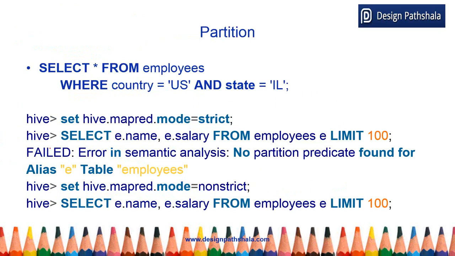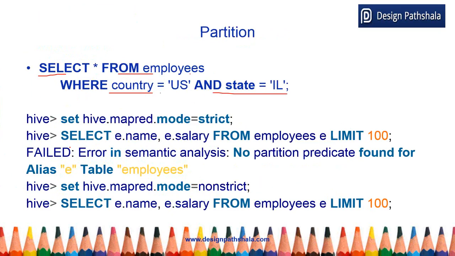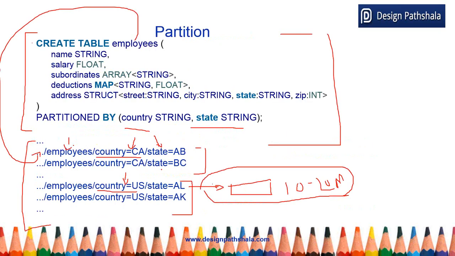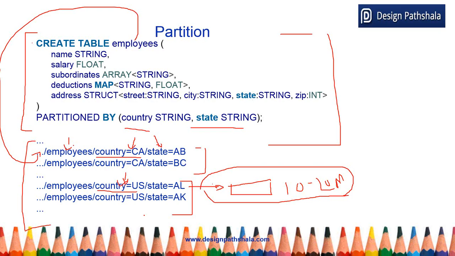So what I'm saying over here is select star from employees where country is equals to US, state is equals to IL. So this will explicitly tell my Hive to go inside the employees directory because my table is pointing to the employees directory. And then it will go inside the directory called country equals to US. So it will go over here, and then it will go search for a directory called state equals to IL. And it will go somewhere over here and will just read the files inside the directory and will run the query for you.